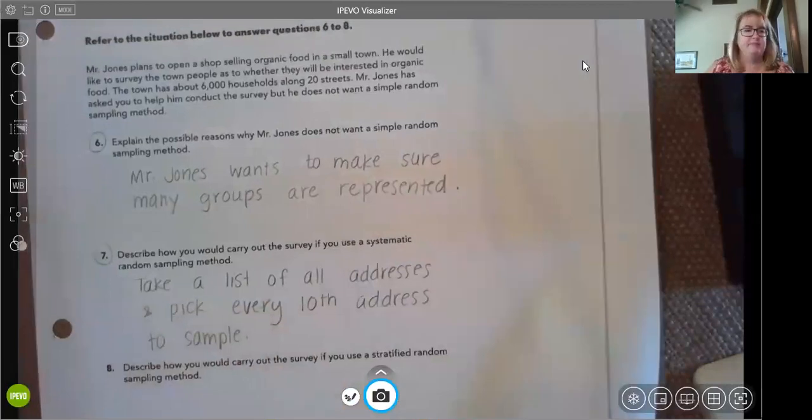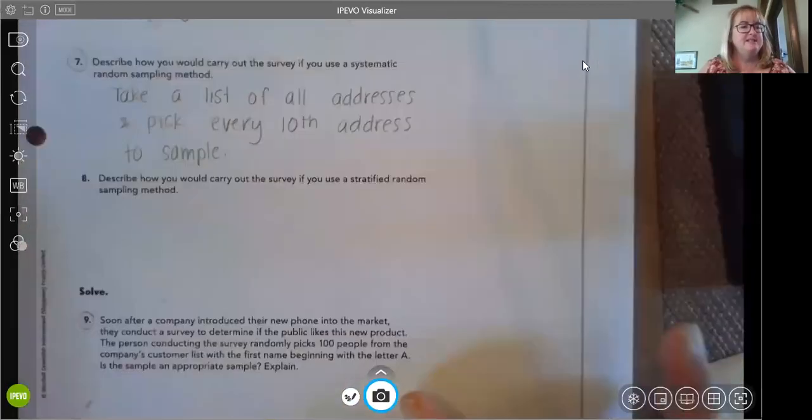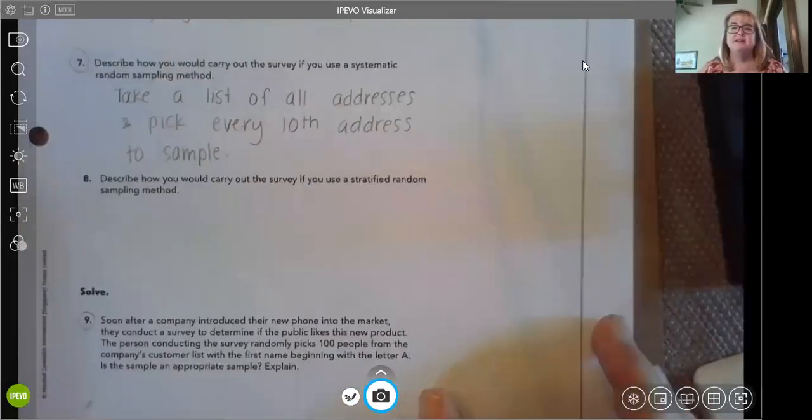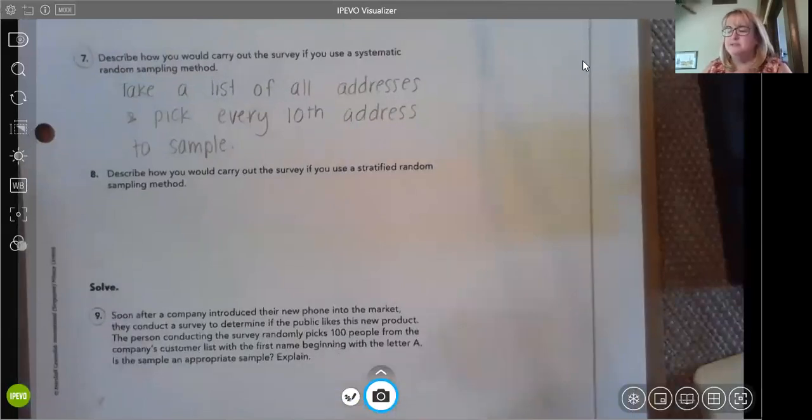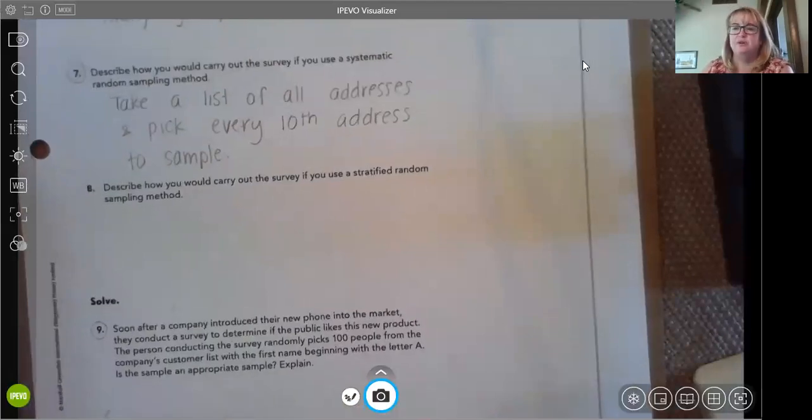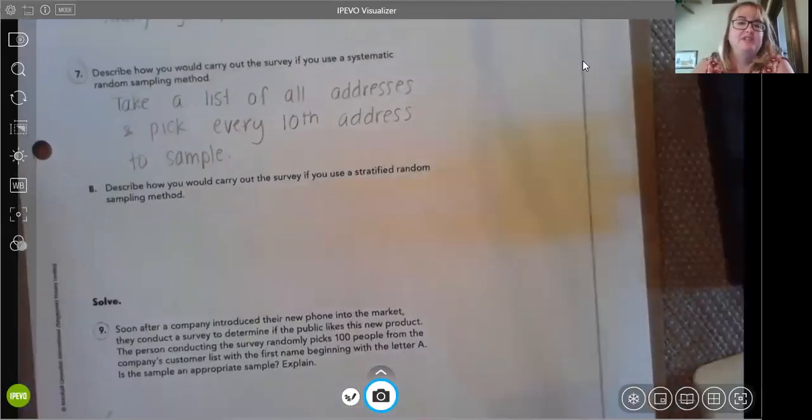Stratified random. Stratified random is, again, when you divide the population into groups. So how would we divide this into groups? Well, if we just have households, what if we divided them into neighborhoods? So we would divide the households into neighborhoods and then randomly select from each neighborhood. So let's do that.